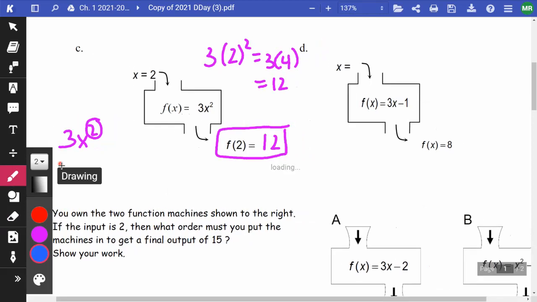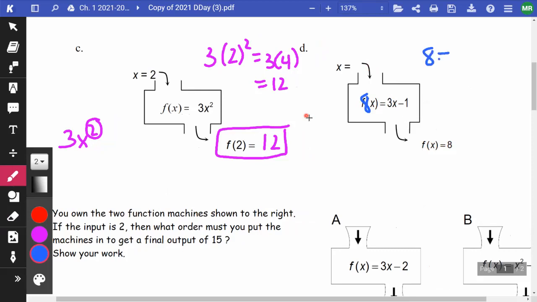Okay, on letter D, we don't know the input. We want to find the input. What do we put in for X to get out an 8? So our F of X is 8. So in place of this F of X, I'm going to write 8. So this is going to be 8 = 3x - 2.